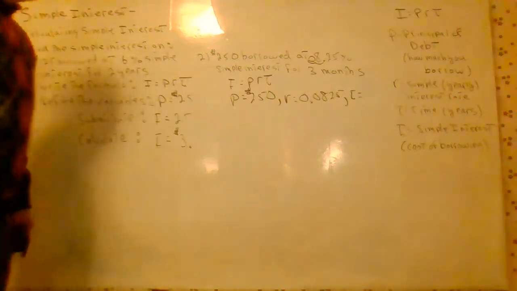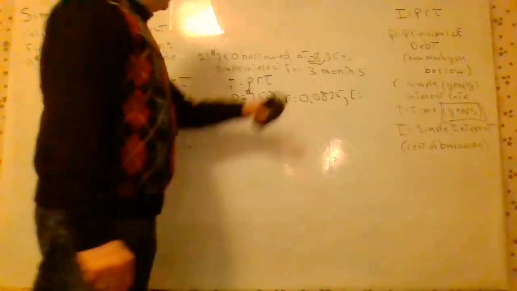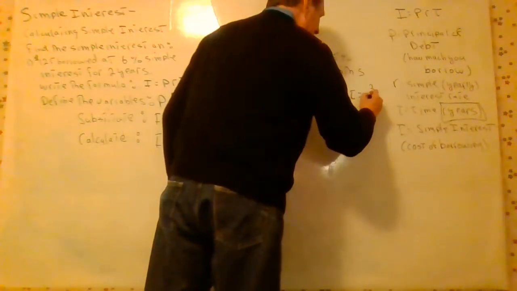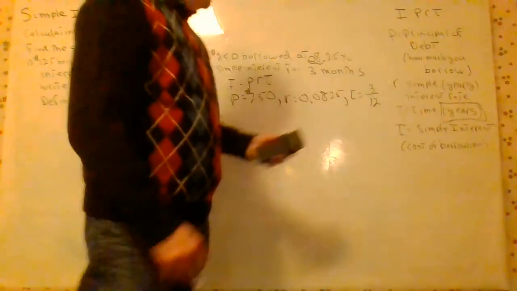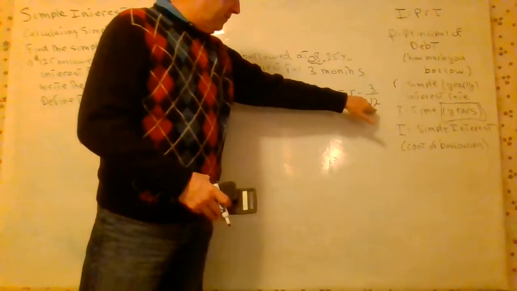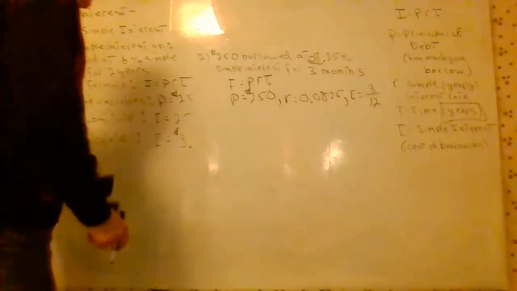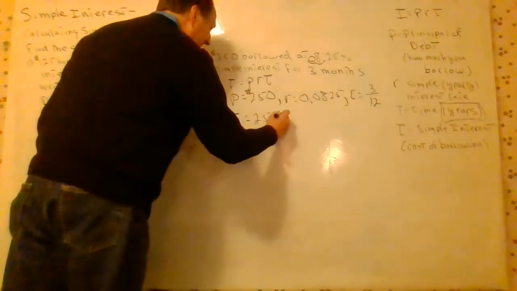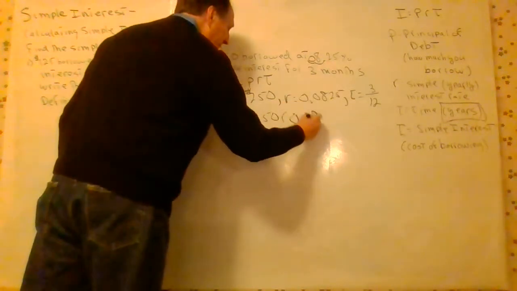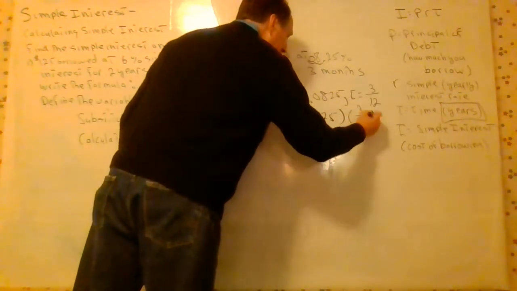And T equals, okay, guess what? Time has to be in years. So what are we going to do? 3 months is 3 over 12. Don't worry about reducing it. We'll let the calculator do that. You can reduce this, convert it to a decimal at this stage if you want, but if you convert this to a decimal, don't round because we want to round off at the end. And substitute I equals P 250 times R 0.0825 times T, which is 3 over 12.